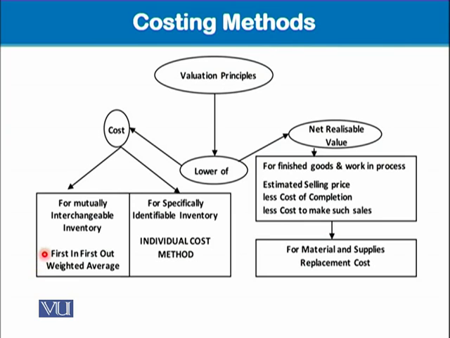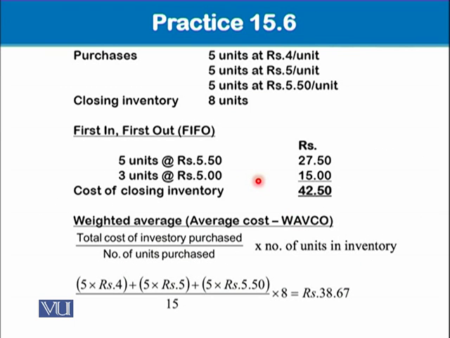There is no issue as to the International Accounting Standard if we use first in first out or weighted average. So none of these two is preferred. We can use either of these two depending on our own judgment or wish. But if the inventory is specifically identifiable, then the individual cost method will be used. Let's have an example.